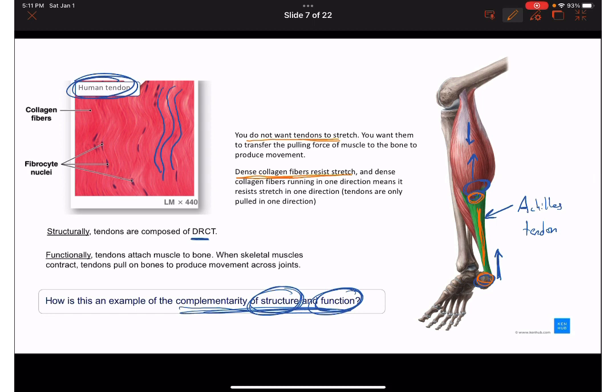Tendons resist stretch, and they do so because they're made of collagen fibers. But furthermore, all of these collagen fibers are running in one direction, which means they're going to resist stretch in one direction. And tendons are only pulled in one direction. And so that's another example of this complementarity: you have dense collagen fibers running in one direction, and that means that in tendons, they're going to resist stretch when they're pulled in one direction.